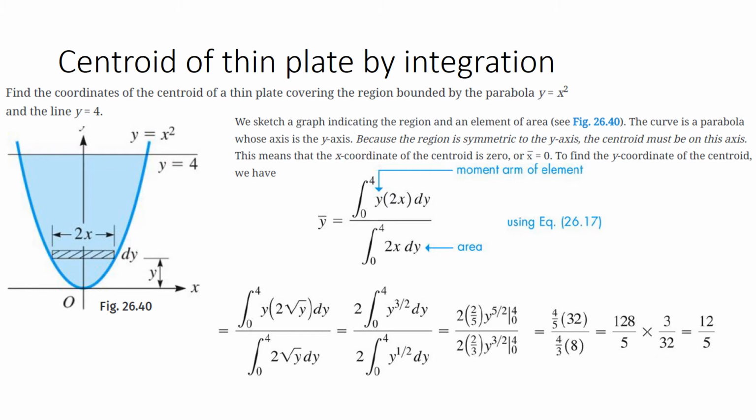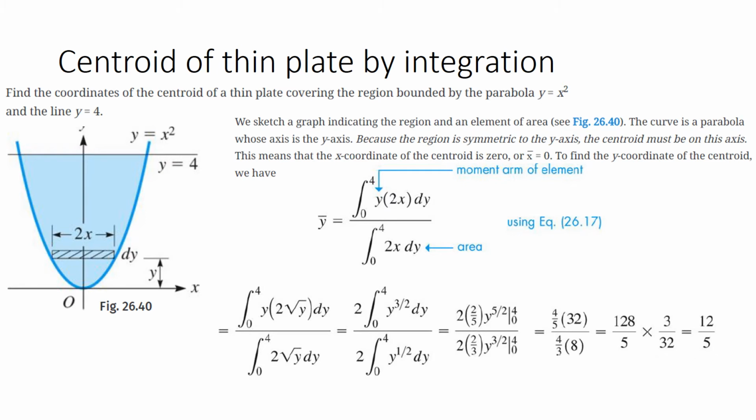Now, taking the integral, this is a definite integral because I know the two limits of the integral, from 0 to 4. I end up having 2 times, in the numerator, 2 times 2/5 y to the 5/2 power. And in the denominator, I have 2 times 2/3 y to the 3/2 power. And I evaluate both the numerator and the denominator at the value 4, and then I subtract the value at 0.